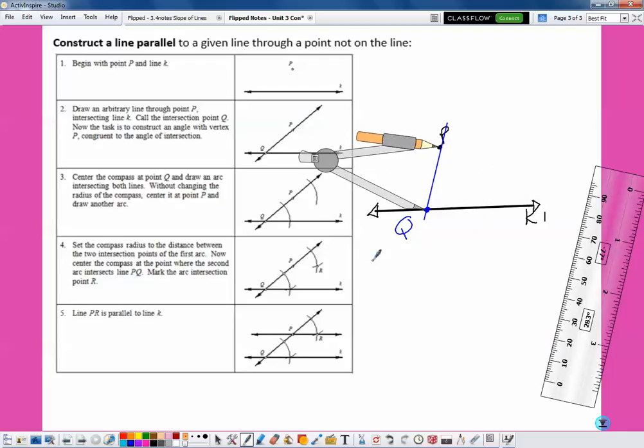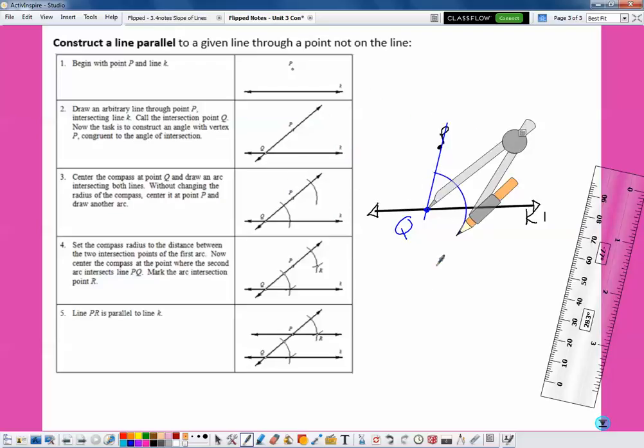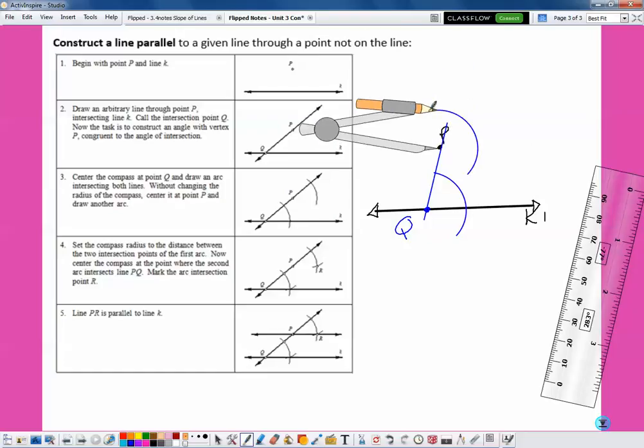I want it smaller than P, so I'm going to move it in a little bit, and I'm just going to draw that arc through my line K. Then while the compass is the same size, I'm going to move it up to P and draw the same size arc from P.